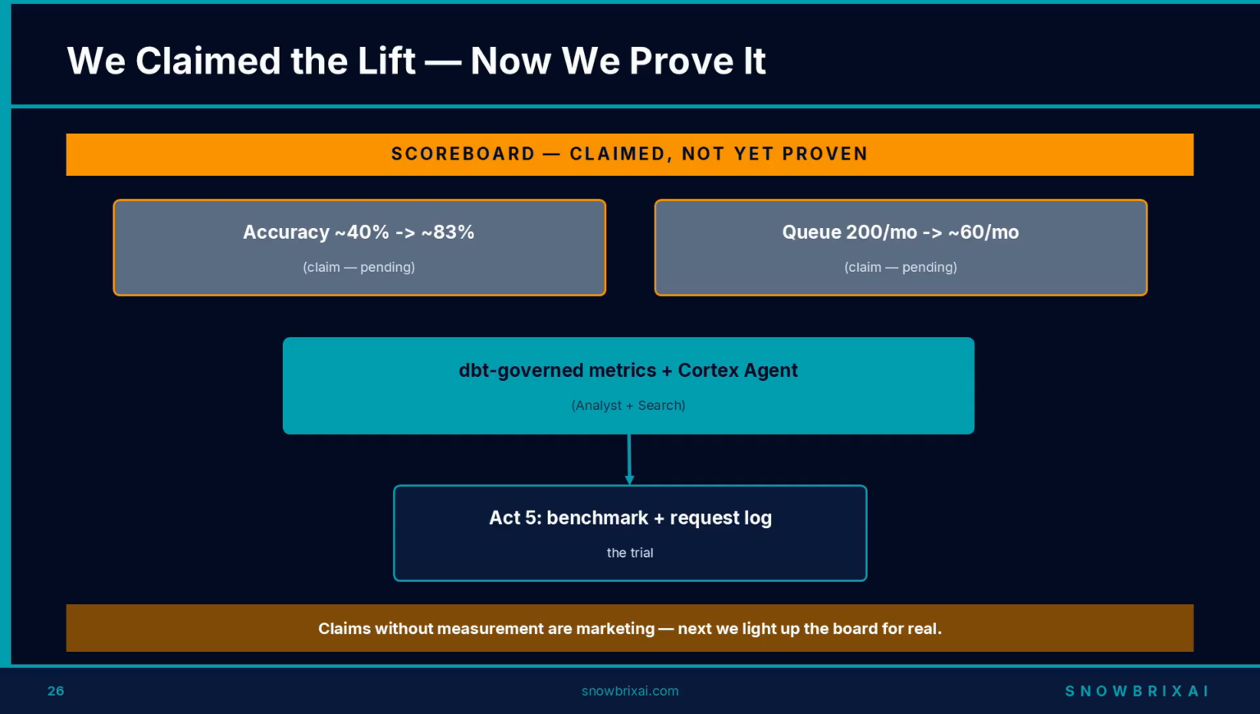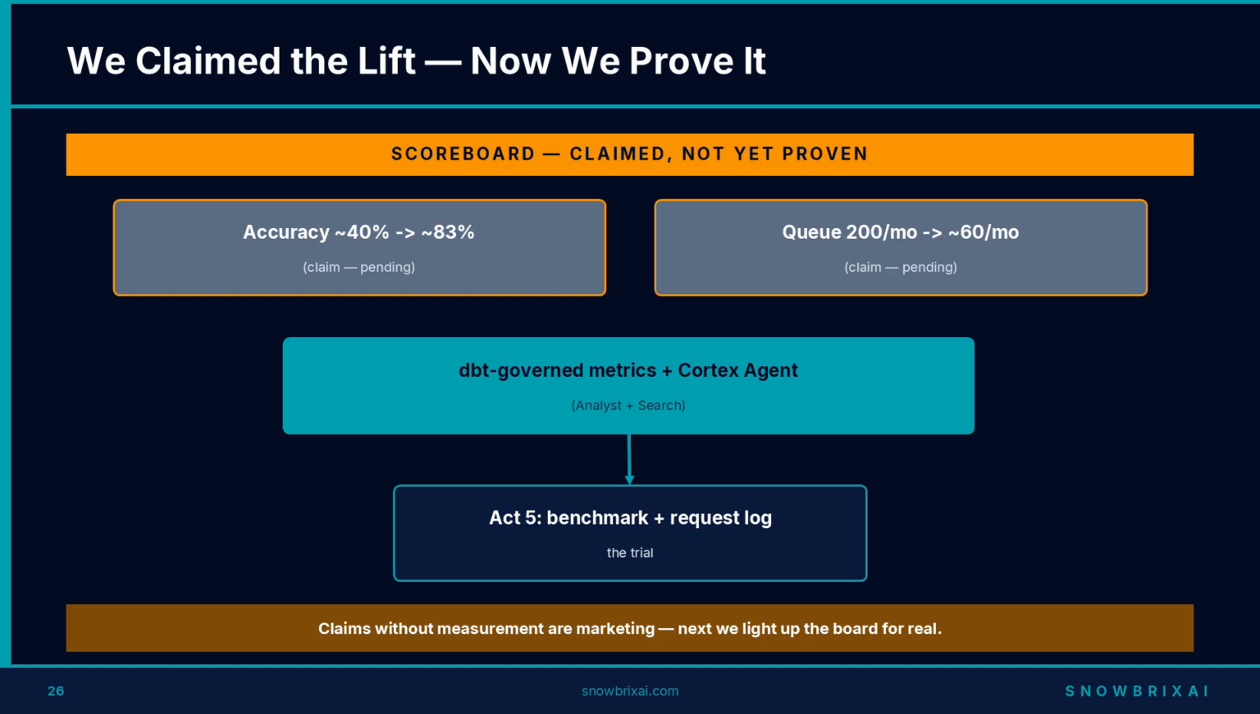Step back and check the scoreboard. We built the machine that should light up both numbers: governed DBT metrics, and a Cortex agent answering blended numbers and text in one shot. But read the orange banner: claimed, not yet proven. Both bars are hatched and pending: accuracy, 40% toward 83%, queue, 200 a month toward 60.